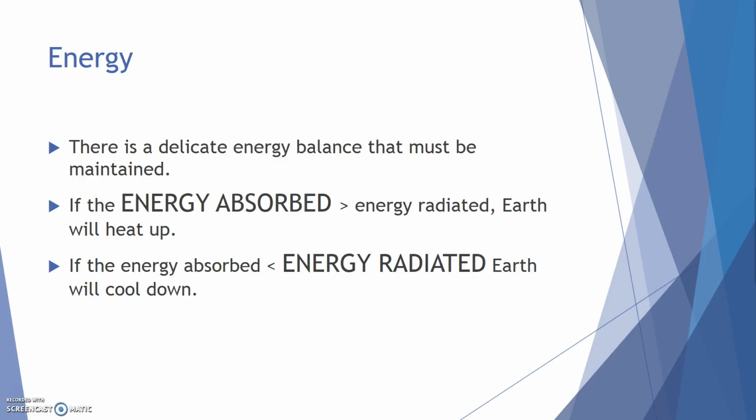So if the energy absorbed on Earth from the sun was greater than the energy that the Earth gave off, then obviously our Earth would heat up, right? The energy coming in is more than the energy leaving, so there's a net leftover amount of energy which will be converted into heat, which will cause the temperatures on Earth to rise. If the opposite were to happen, so if we didn't take in as much energy as we gave off, obviously we would cool down.